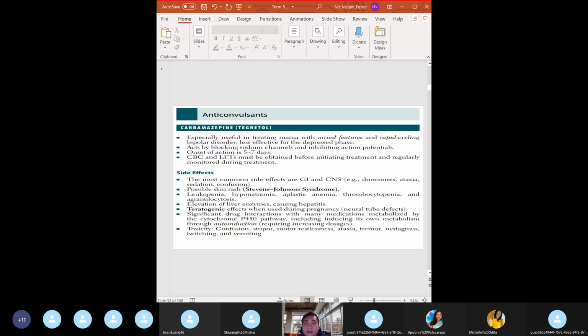Move on. Anticonvulsants, carbamazepine, useful in treating mania with mixed features and rapid cycling. MOA, high yield: blocks sodium channels, thereby inhibiting your action potential. Onset of action, 5 to 7 days. CBC and LFTs must be obtained before initiating treatment and regularly monitored during treatment. Most common side effects, GI and CNS, and a possible skin rash, Stevens-Johnson syndrome.